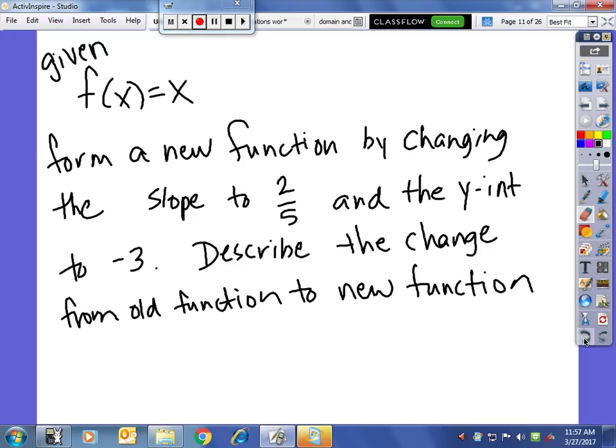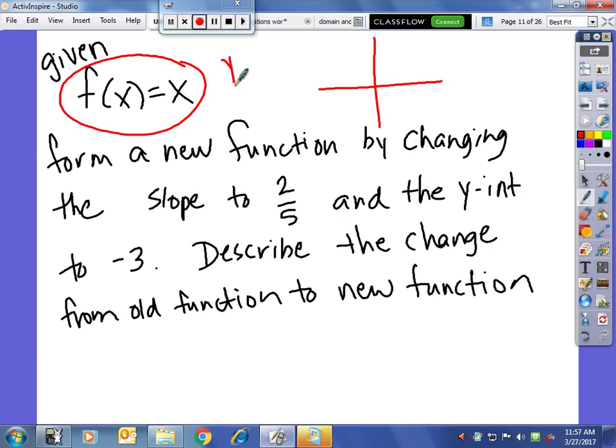It's the what? Say it again. It's the parent function. F of x equals x, that's like y equals x. That's the parent function for all lines. The slope of that is 1. It's not steep or flat. It's right in the middle. And the y-intercept is 0.